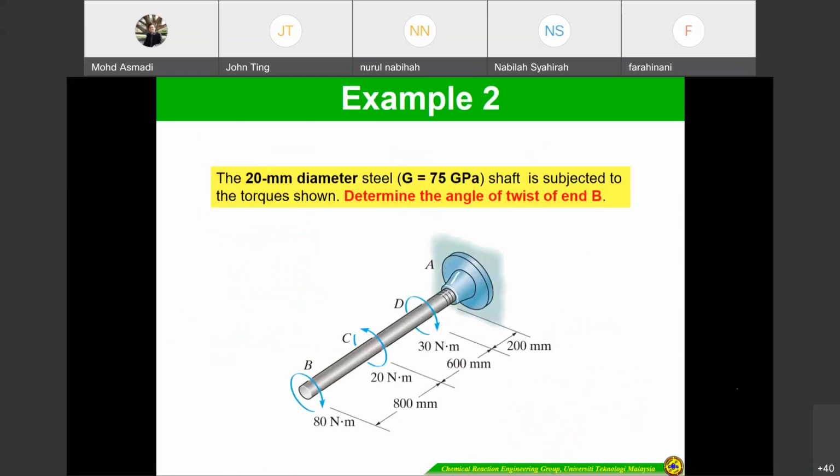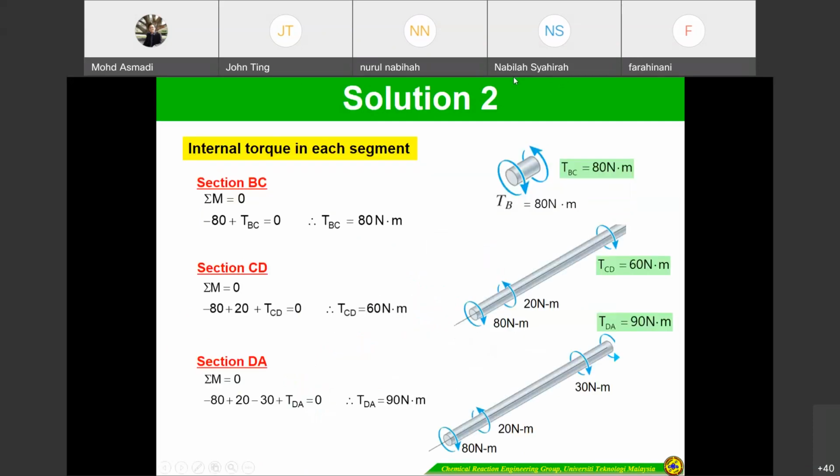This is another example. The same. So just determine the angle of twist at B. This is a fixed end. So you just use the cut section. This one cut, so you can get, see, this one is positive. This one is 60, this one negative 60, negative 90.